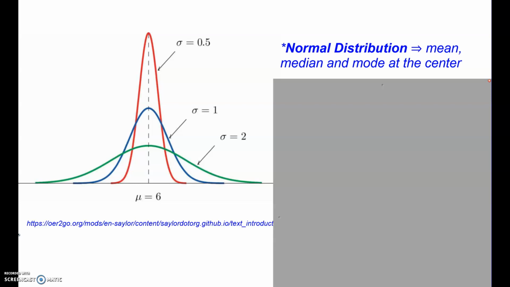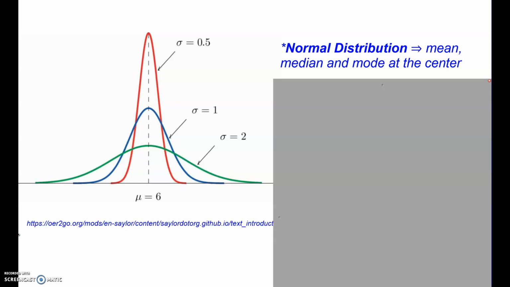Often, when we collect data, we find that the data is distributed in a specific pattern called the normal distribution, or the bell curve. This is where the mean, median, and mode are the same, and they are at the center of our data. The picture that we have here is of 3 different data sets represented by the red, blue, and green graphs. They're similar, but they're very different.